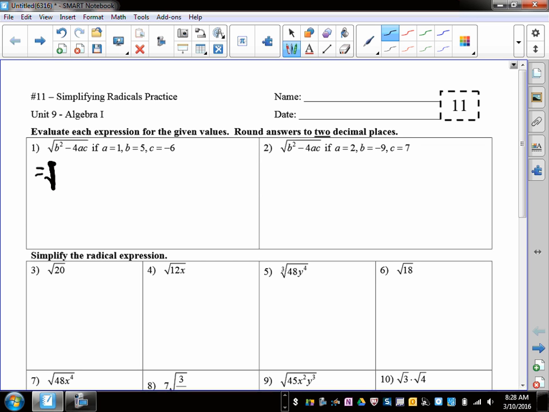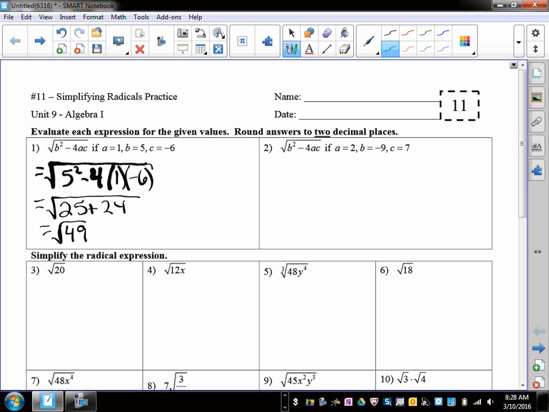So we have the square root of B squared. Well, B is 5, so 5 squared, minus 4 times A, and A is 1, times C, which is negative 6. Notice your square root should go all the way over to the end, because it includes all the items in it. Alright, and then you can put this into your calculator as is, or you can simplify it some first. So you should get the square root of 49, which was 7.